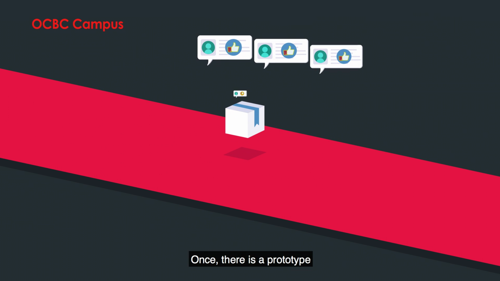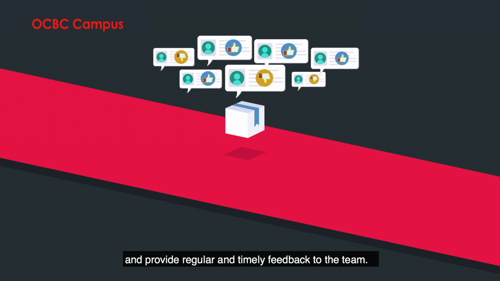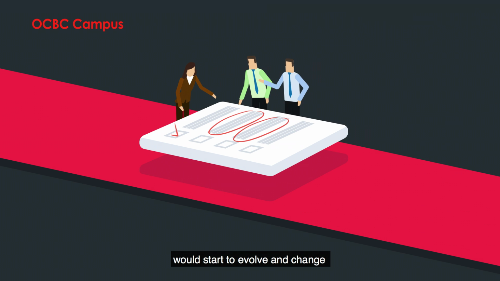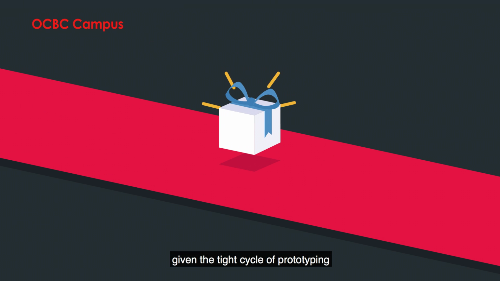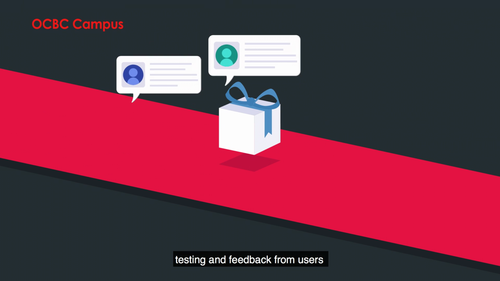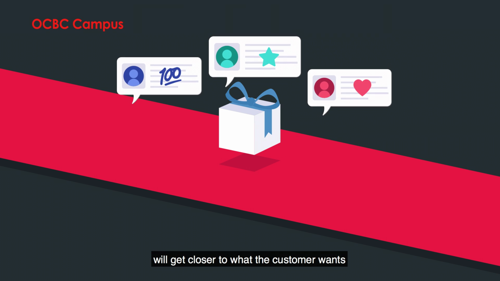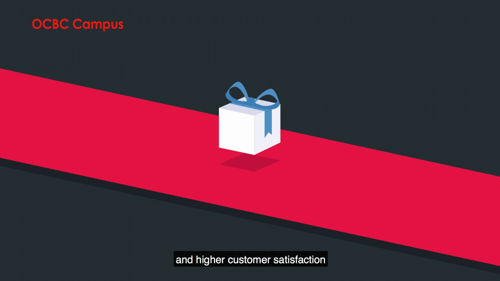Once there is a prototype, the users would then test the current iteration of the product and provide regular and timely feedback to the team. Subsequently, the requirements for the final product would start to evolve and change according to the feedback from the users throughout the development process. Last but not least, given the tight cycle of prototyping, testing, and feedback from users, the product at the end of each sprint will get closer to what the customer wants, hence ensuring a better end product and higher customer satisfaction.